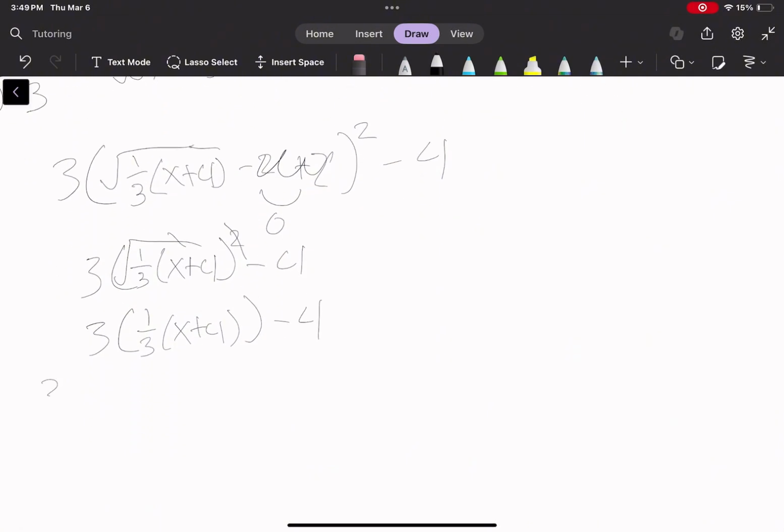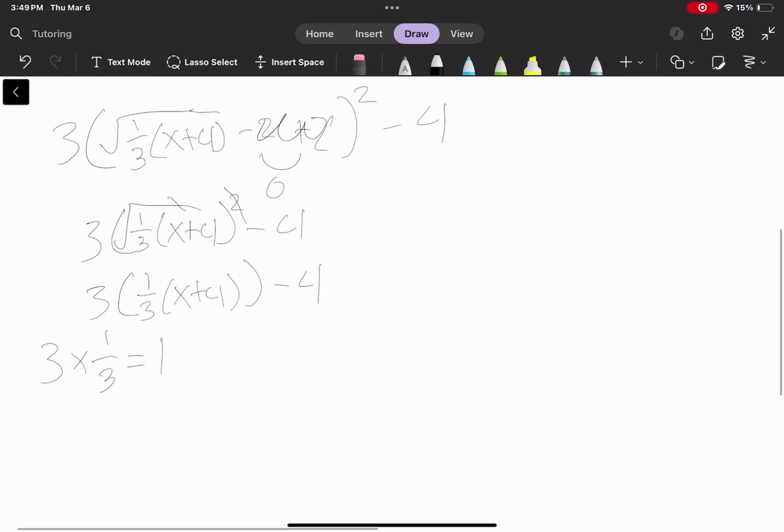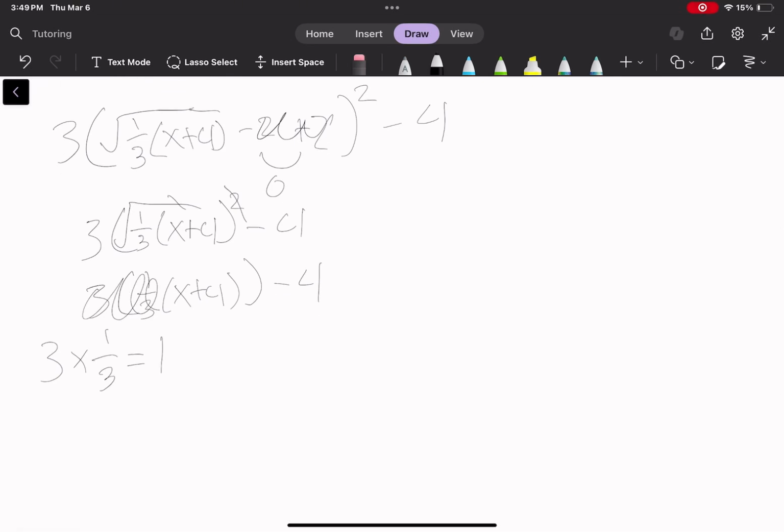So our 3 and our 1/3 are going to cancel out because 3 times 1/3 is equal to 1. So now we're going to have x plus 4 minus 4. And 4 minus 4 is 0. So again, it cancels out just to x, meaning that it is, in fact, your inverse.